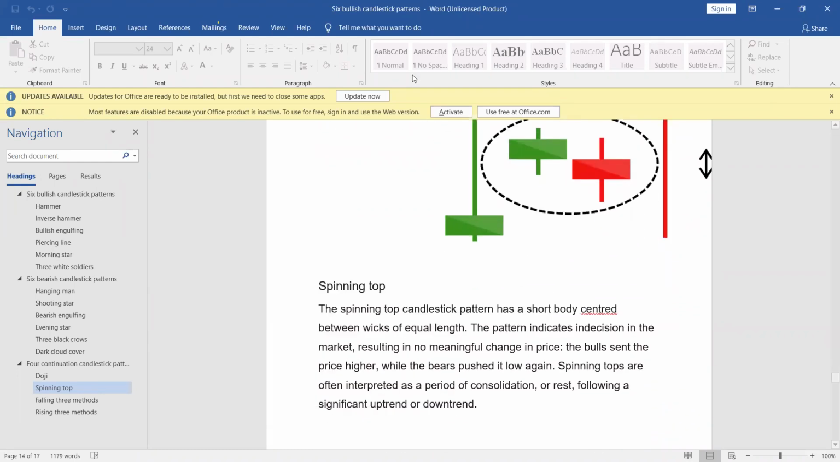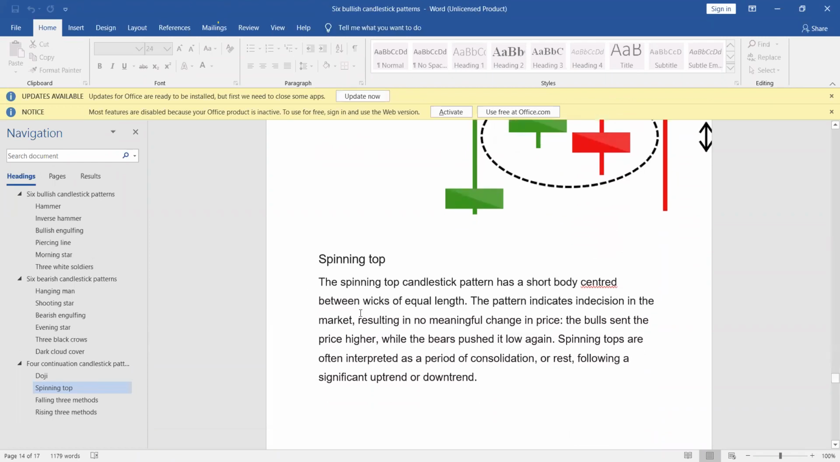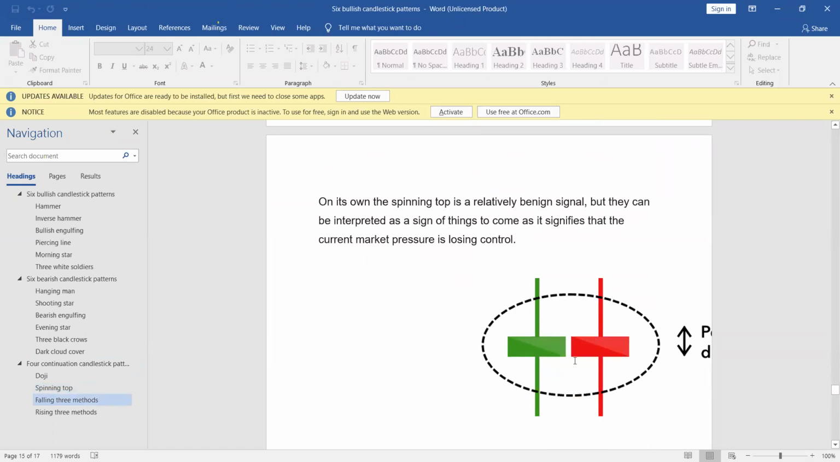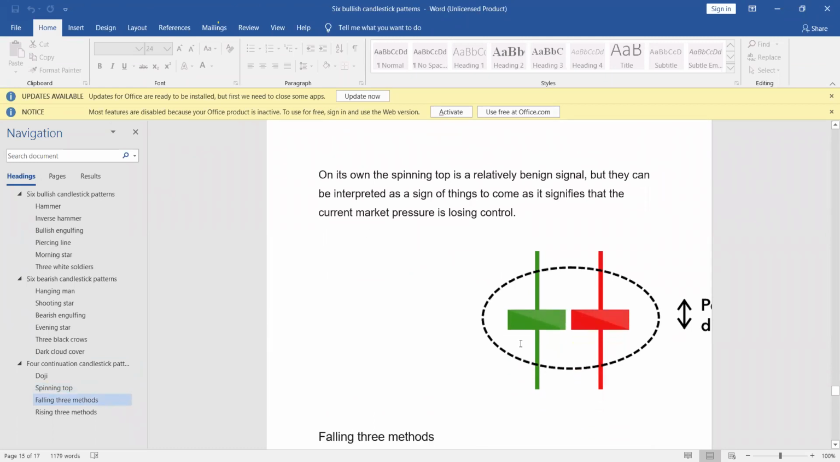The spinning top. I want to believe everybody can hear me clearly, and you can see my screen, right? So we have the spinning top. You're not going to read all this. So this is what happens. The spinning top again is another set of doji candlesticks. We have bullish, bearish. But now watch this out. It has long wicks.